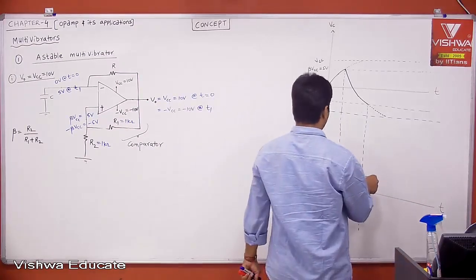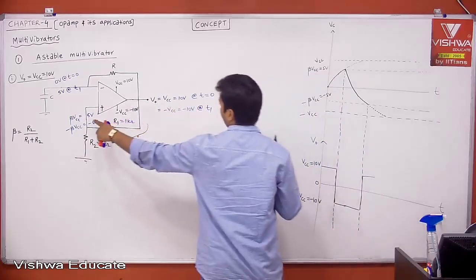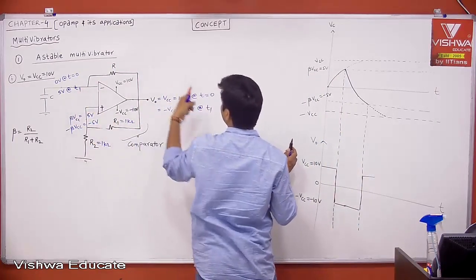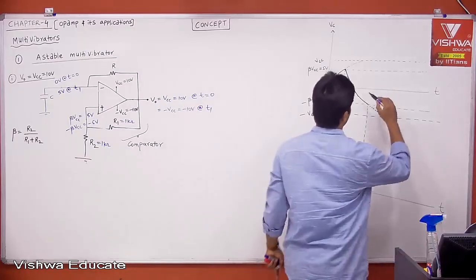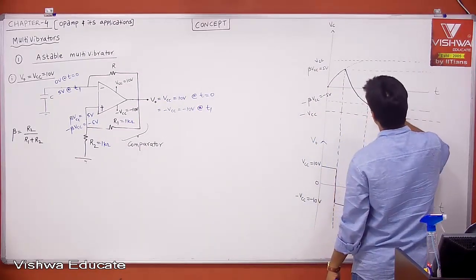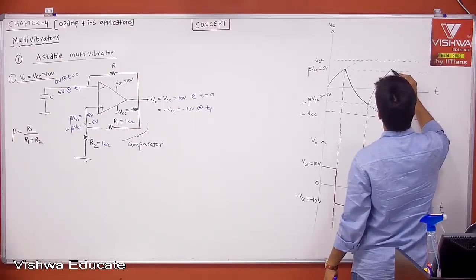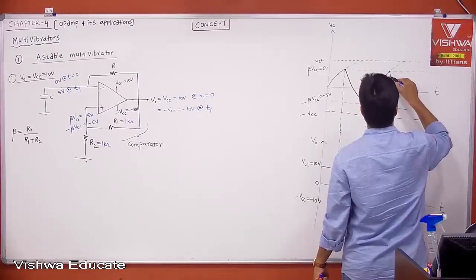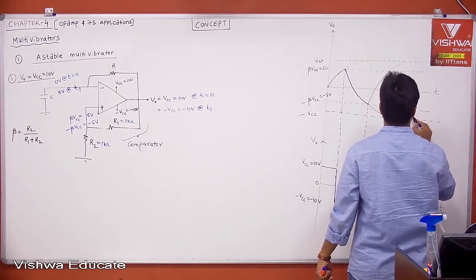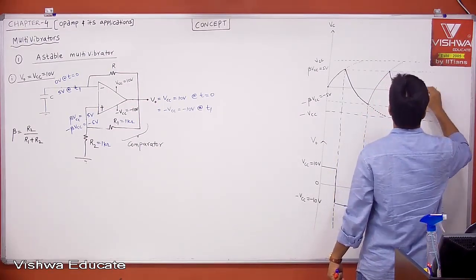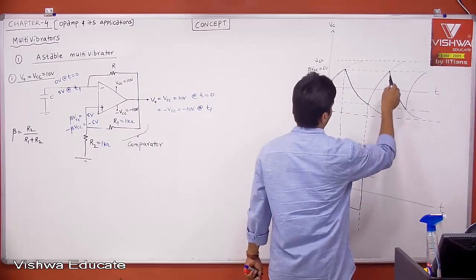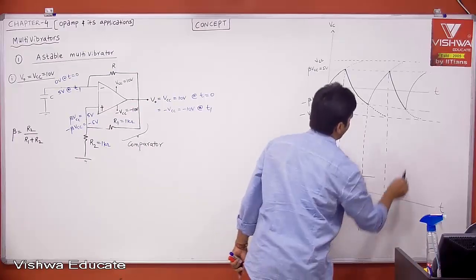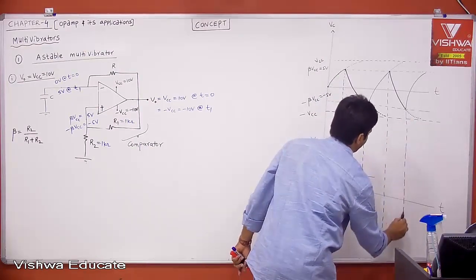Again, output is plus 10. Again, this will become plus 5, but the capacitor is at minus 5. Again, it is trying to charge from minus 5 to plus 10 volts. But once it crosses 5, it will toggle in between. Whenever it is charging, your output will be plus 10. Whenever it is discharging, your output will be minus 10.